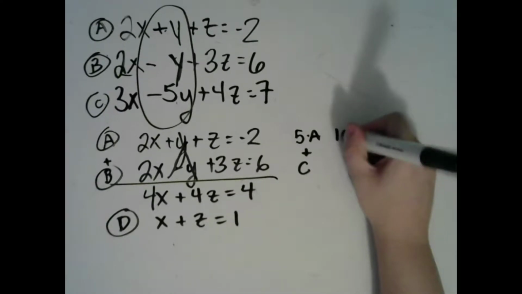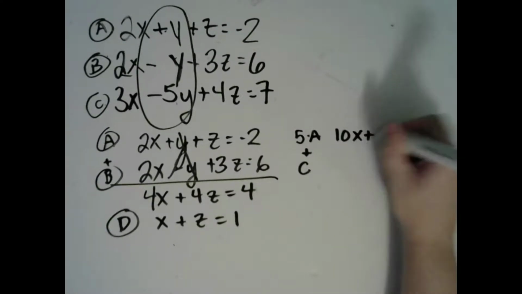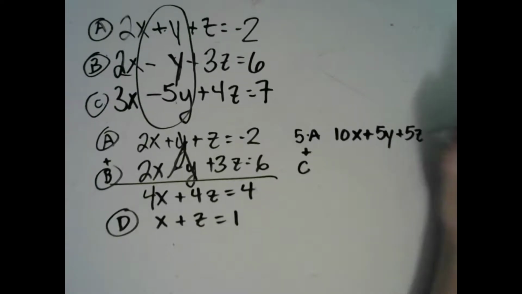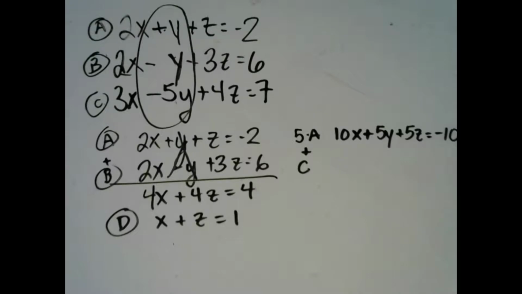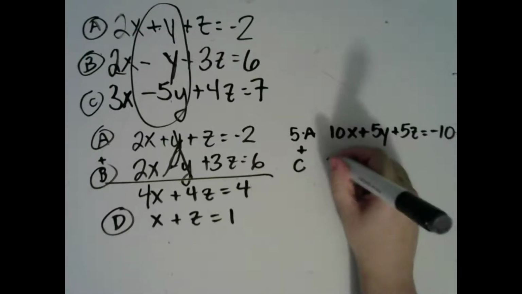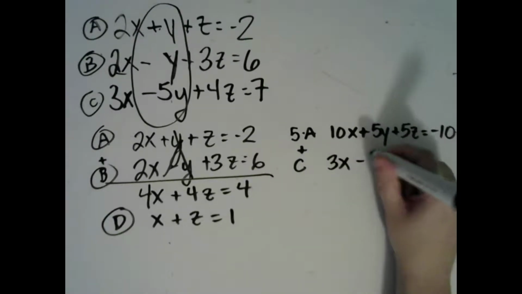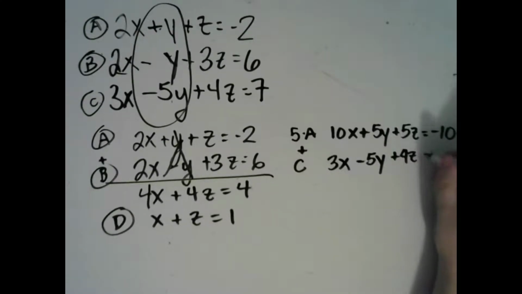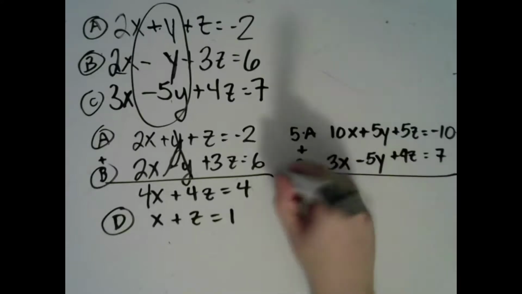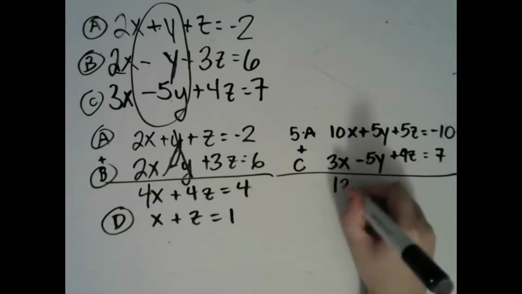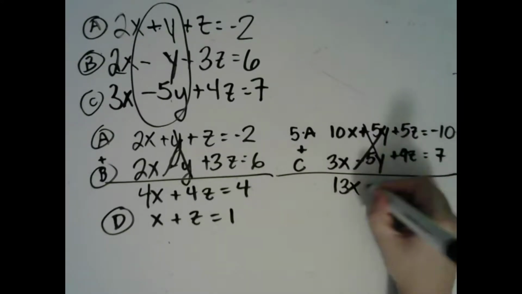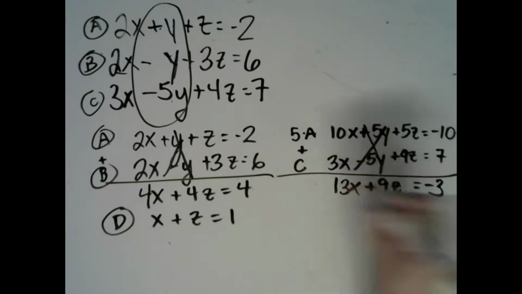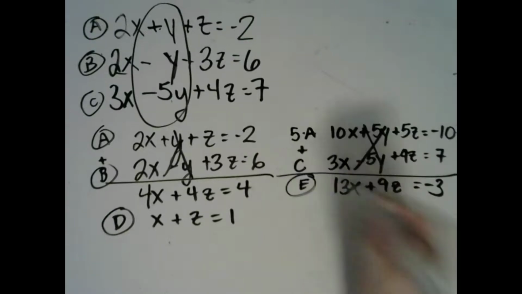Here I'll have 10x plus 5y plus 5z equals -10. For equation C, I'm going to copy it down as is, 3x minus 5y plus 4z equals 7. Add the equations together and you get 13x plus 9z equals -3. This we'll call equation E.